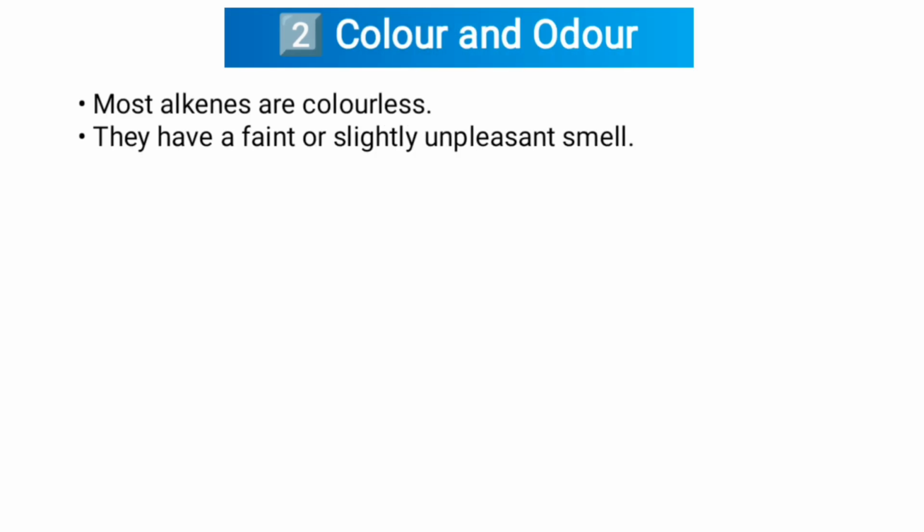Second one is color and odor of alkenes. Most alkenes are colorless. They have a faint or slightly unpleasant smell.